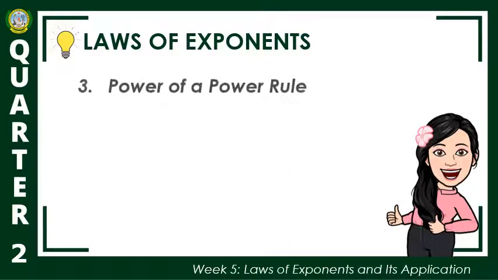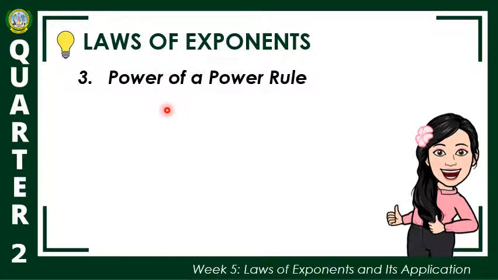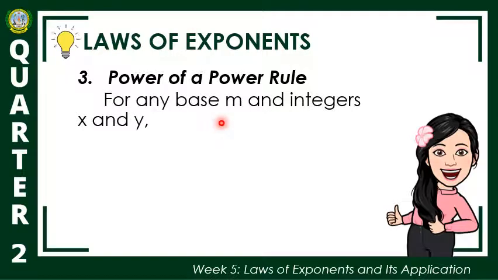Our third rule or law is the power of a power rule. This states that for any base m and integers x and y, m raised to x raised to y is simply m raised to x times y. So when we are raising an expression to 2 or more exponents, we simply multiply the exponents.